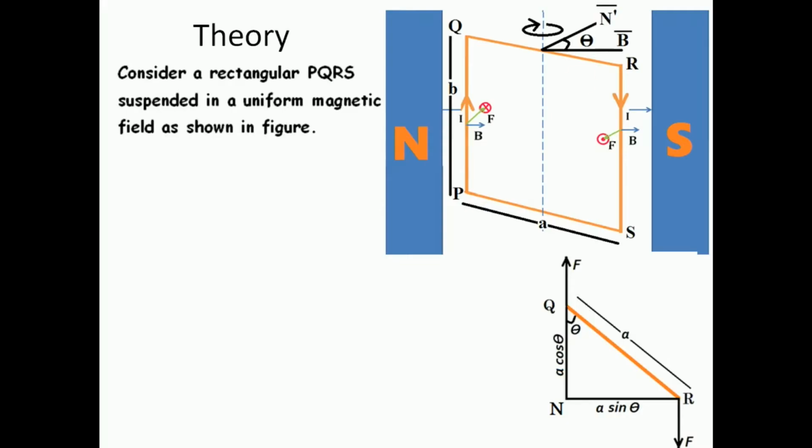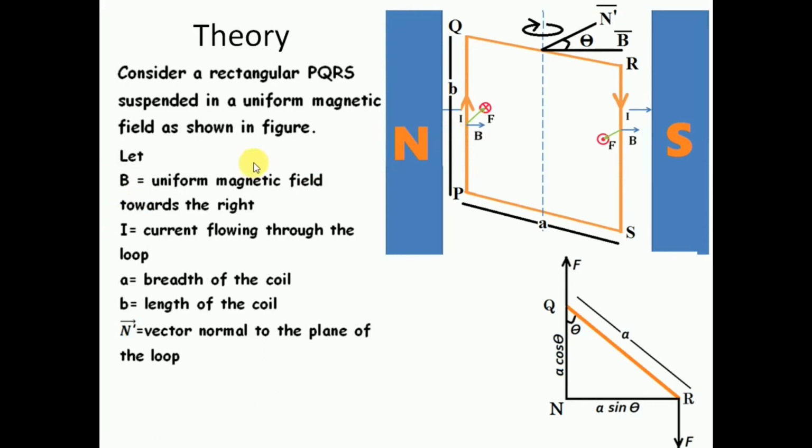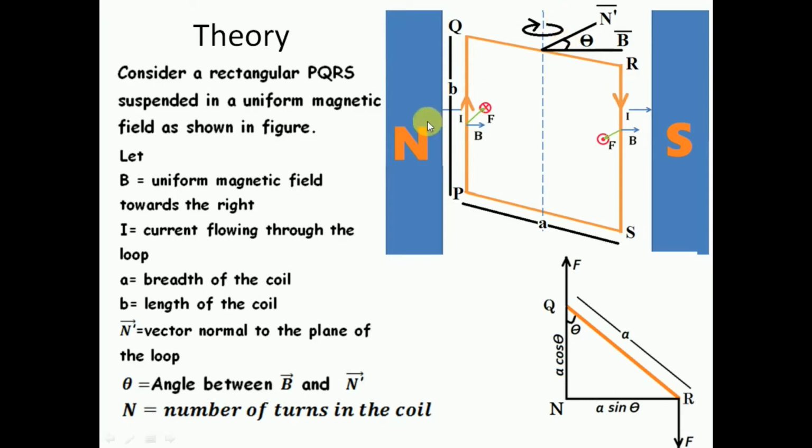These are the assumptions. I am considering the loop PQRS. B is the magnetic field, I is the current flowing through the loop, a is the breadth of the coil, b is the length of the coil, and n dash vector is the normal vector to the plane of the loop, or we can call it the area vector of the loop, and theta is the angle between n dash and B. And n is the number of turns; this n dash and n are different. We are not considering only one turn, we are considering many turns.